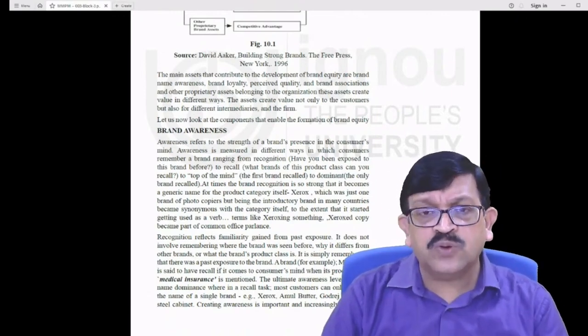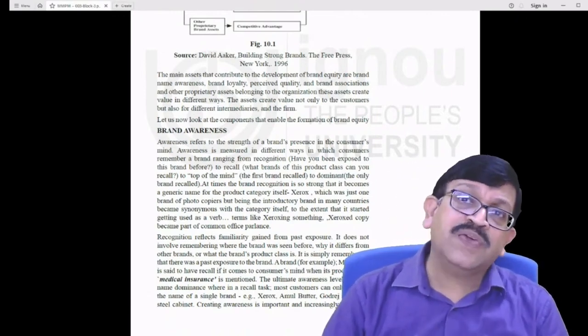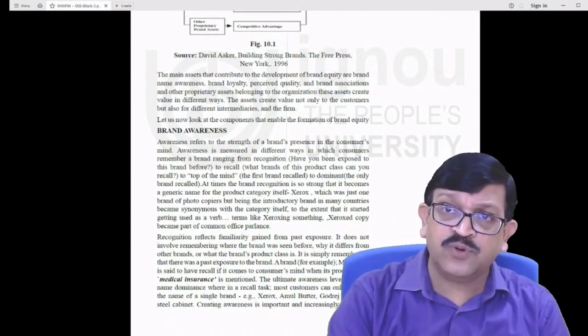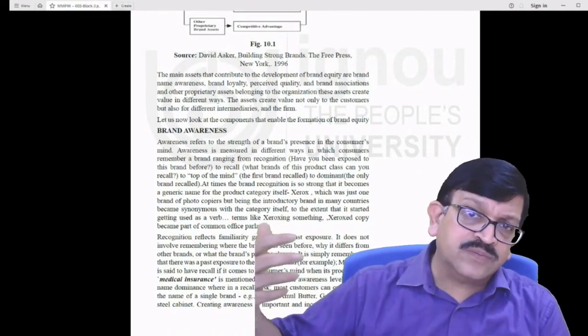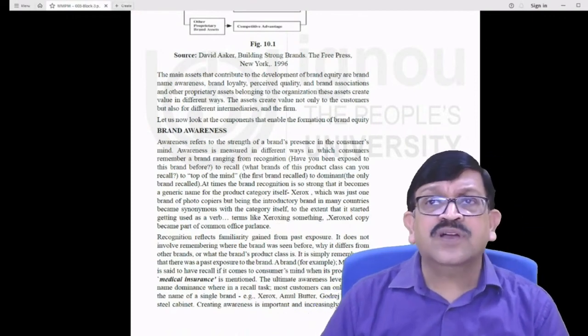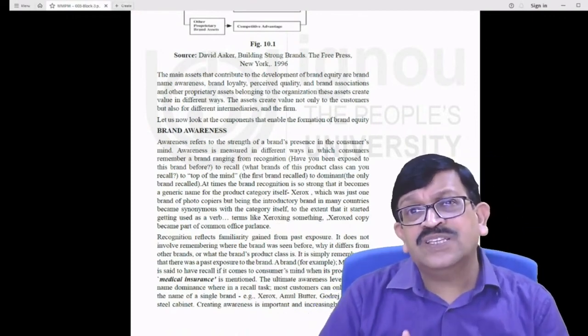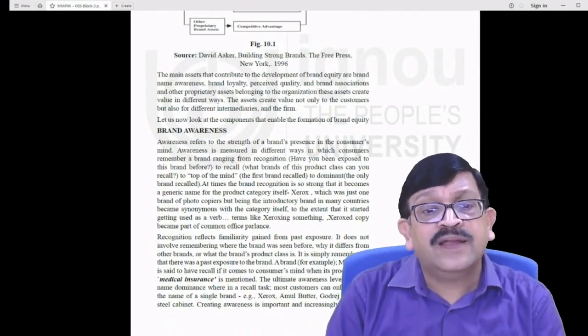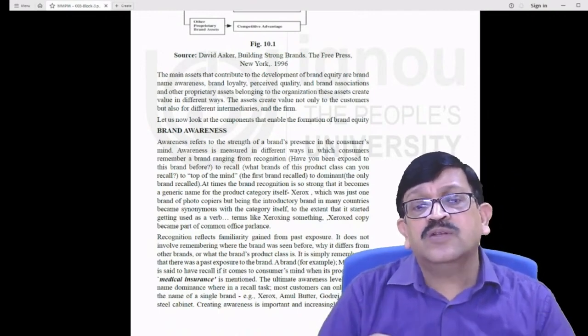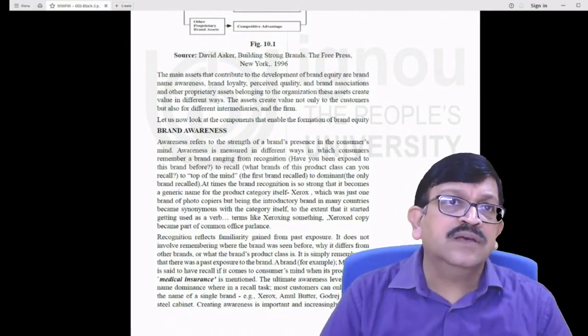Last class also I talked to you about how Xerox became Xerox in the case of photocopiers, Dalda in the case of vegetable oils, Kodak in terms of cameras. They started becoming what is called a generic brand. They became almost synonymous with the product category, and it almost started being used as a verb.